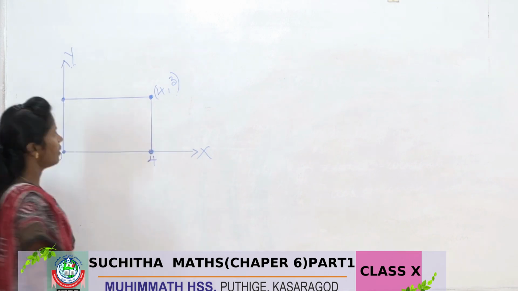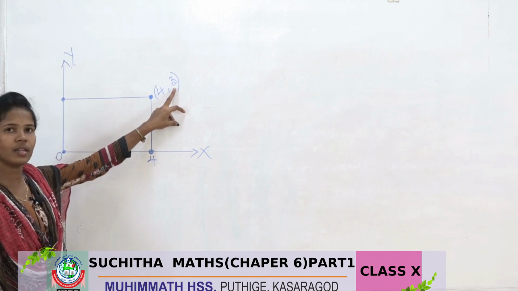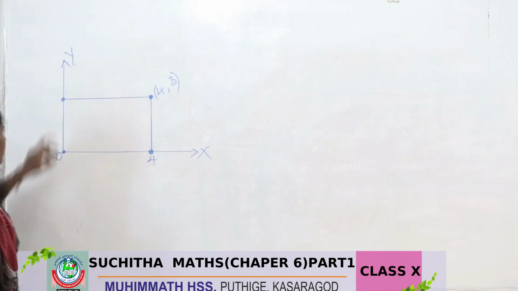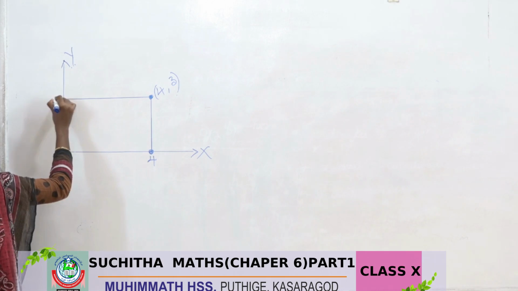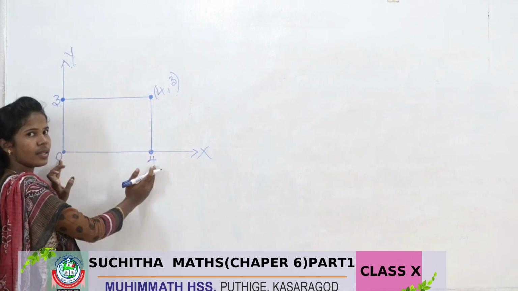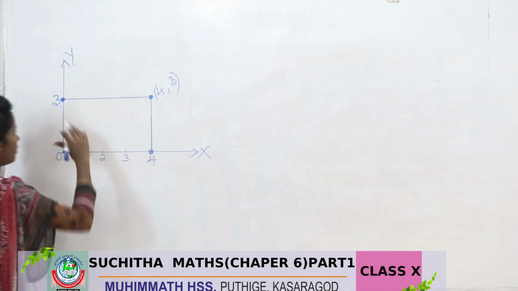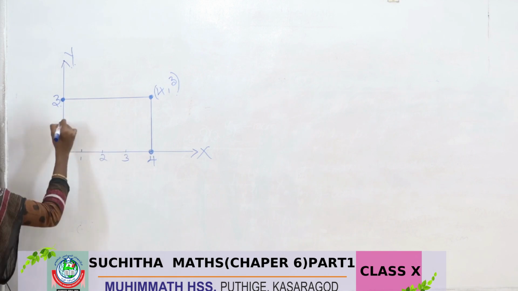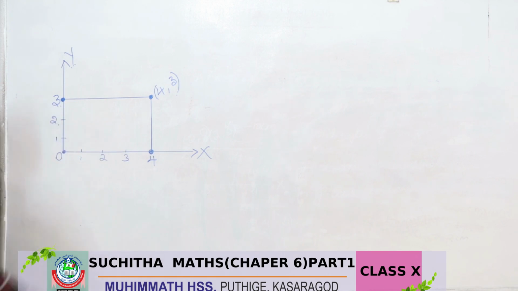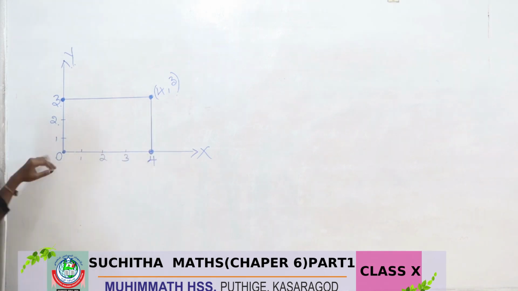And 3 denotes the number in y-axis. So this point is 3. That means this length is 4 centimeter. 1, 2, 3, 4. This length is 3 centimeter. Okay. By using this coordinate, we have to calculate the other 3 coordinates.